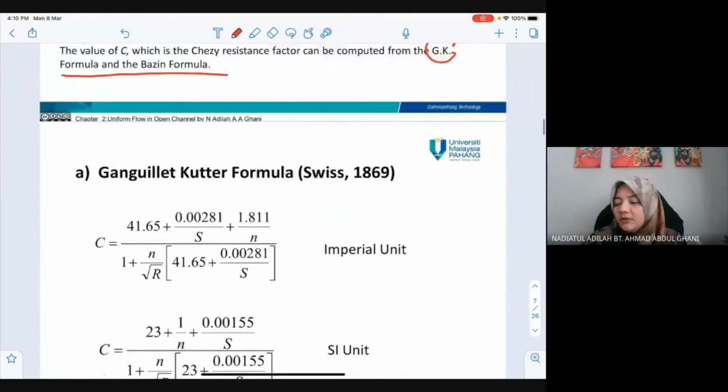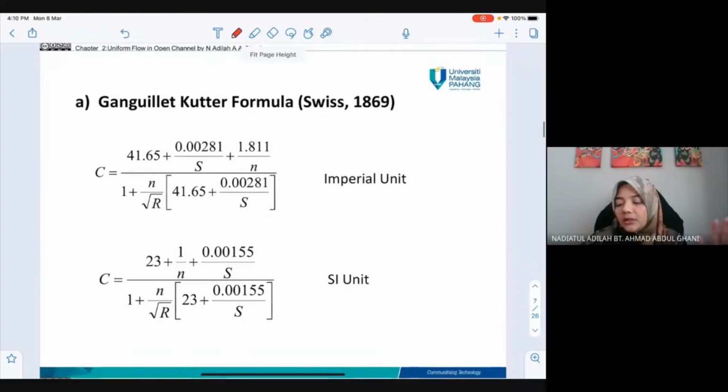Okay, so if you see here, you tak perlu bimbang because if you need to calculate, you use this formula. You can refer to the formula. Normally kita akan bagi formula ataupun you boleh refer notes. Kita tak perlu nak memorize, but you just need to understand. You tak perlu hafal, but you need to understand because this GK formula ialah to find or to calculate the C.